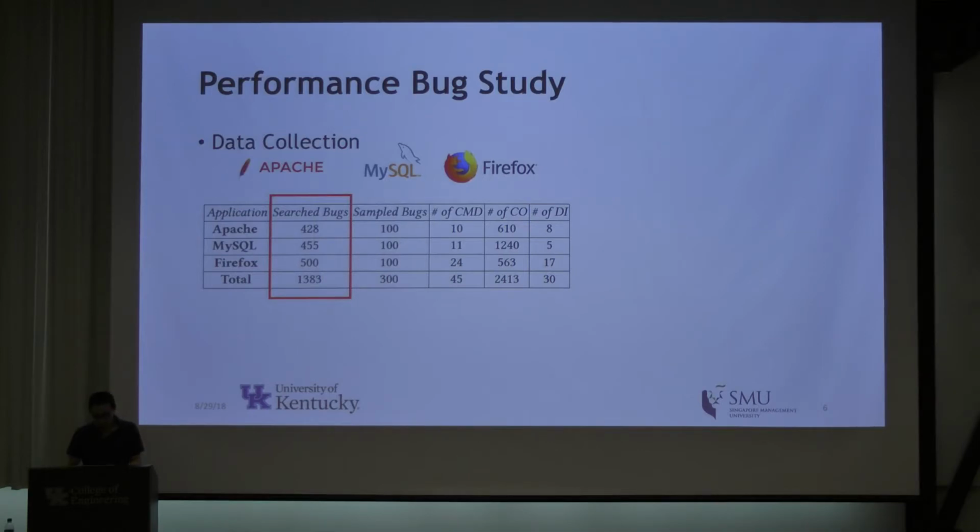1,383 performance bugs. From this pool, we randomly sampled 100 performance bugs for each project. And we identified 45 commands and 2,413 configuration options, as well as 30 data inputs.